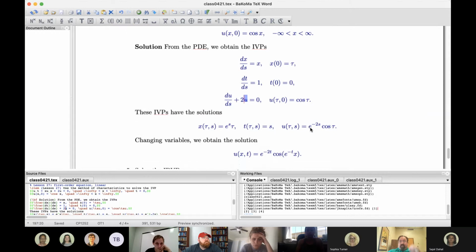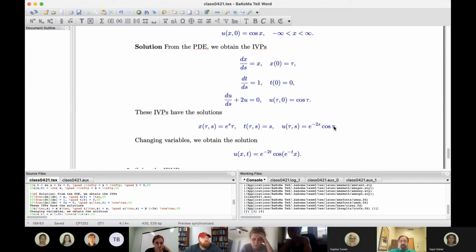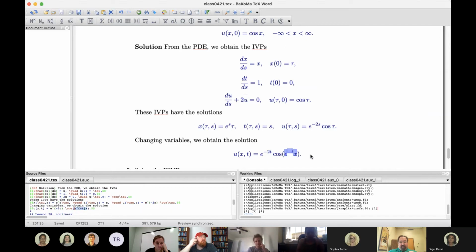But then what has to happen in this case is, now here's your solution in terms of tau and s. You need to write s and tau in terms of x and t by going back to these solutions here. In this case, s is just t, which is often but not always how it turns out. And then here we can solve the equation x is equal to e to the t tau. We can solve this equation for tau and fill that in here.